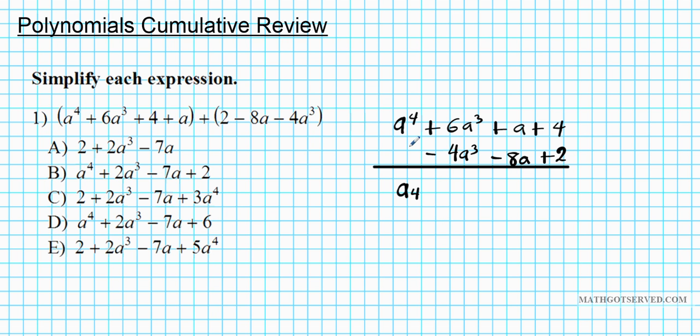Since imagine there is a 0a to the fourth here, plus 6a cubed minus 4a cubed. You just subtract the coefficients. You have plus 2a to the third. And then this a right here, imagine as though there is a 1. So what you do is you subtract 1 minus 8, which is negative 7, and bring down the a, plus 4 plus 2 is plus 6. So our answer is option letter D.